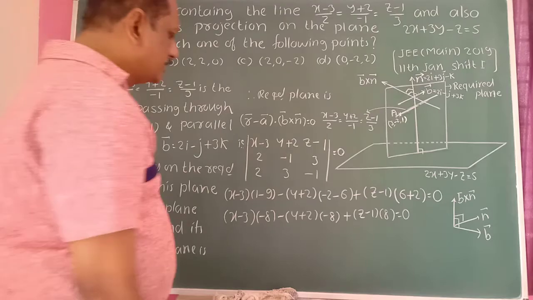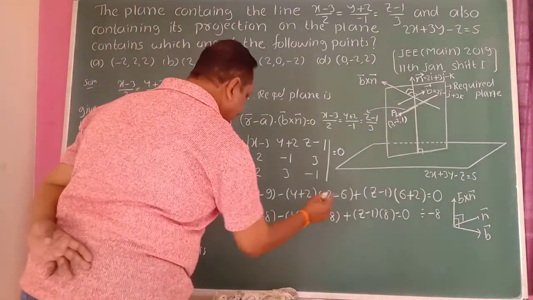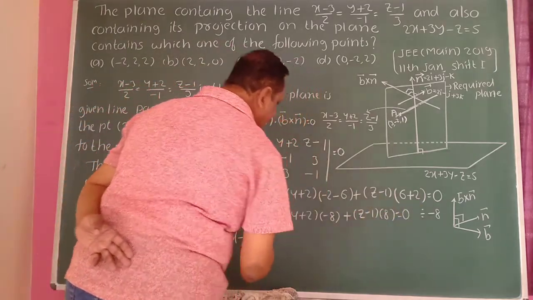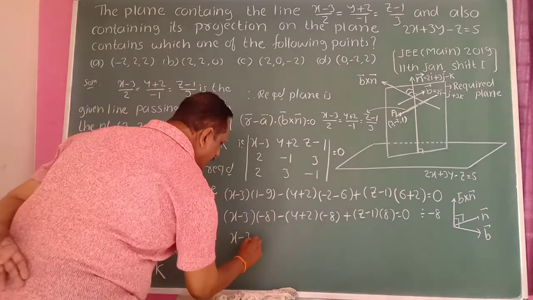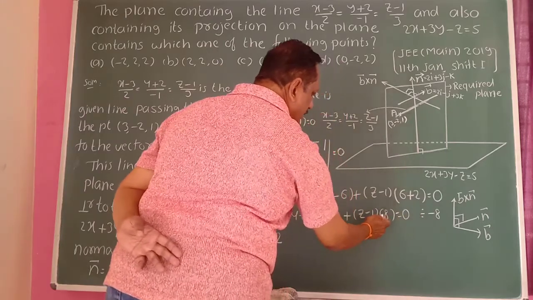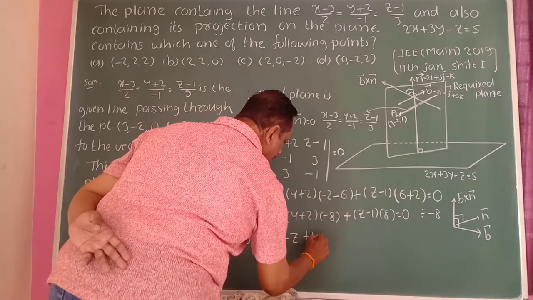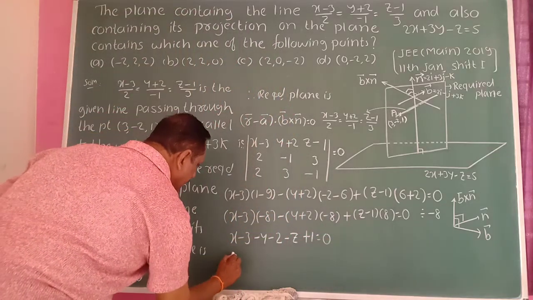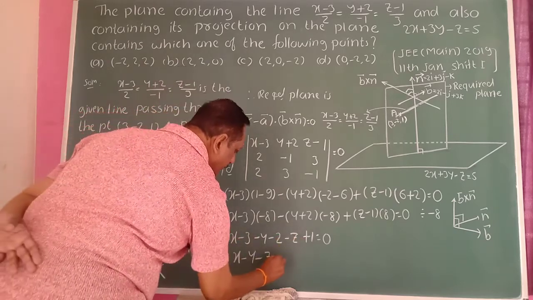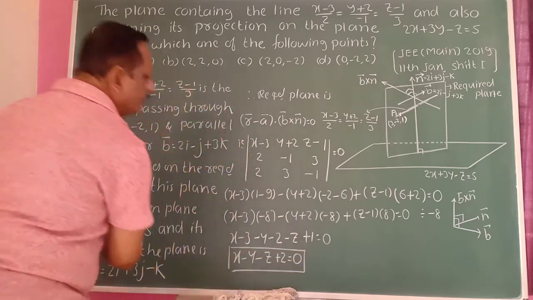Then dividing both sides by −8, we get (x − 3) − (y + 2) − (z − 1) = 0. So x − y − z − 3 − 2 + 1 = 0, which gives x − y − z − 4 = 0. This is the linear equation of the required plane.